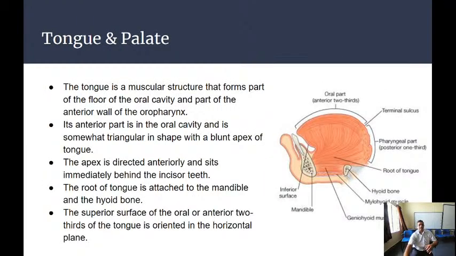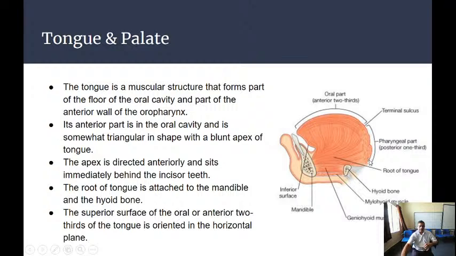Then we go to the tongue proper. The tongue is a muscular structure, as I told you. It consists of only muscles, and there are two groups of muscles. The tongue, as I told you, is attached anteriorly to the mandible and posteriorly to the hyoid bone. The rest of it is free.